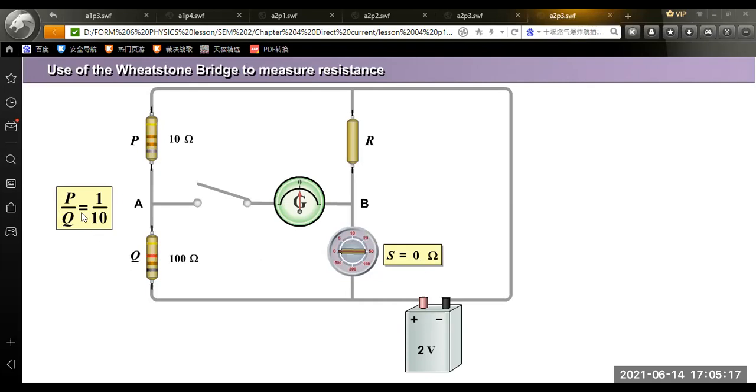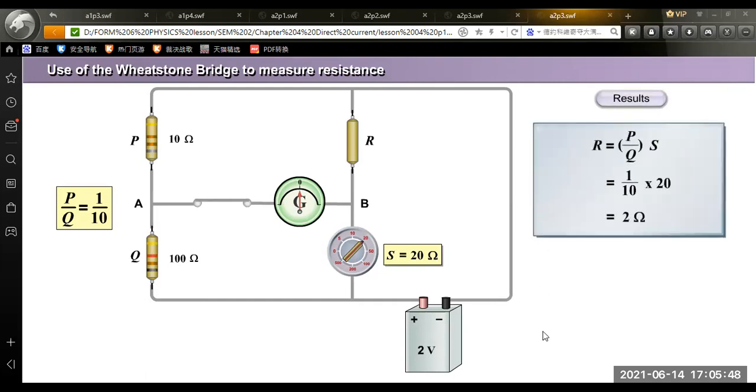Now P over Q is equal to 1 over 10. So P is smaller, right? Once I get the balance point by using P over Q equal to R over S, P is 10 times smaller than Q, so R should be 10 times smaller than S. So this one, 20 ohm, 10 times smaller, R should be 2. By using the formula, we get that the resistance of R will be equal to 2 ohm.